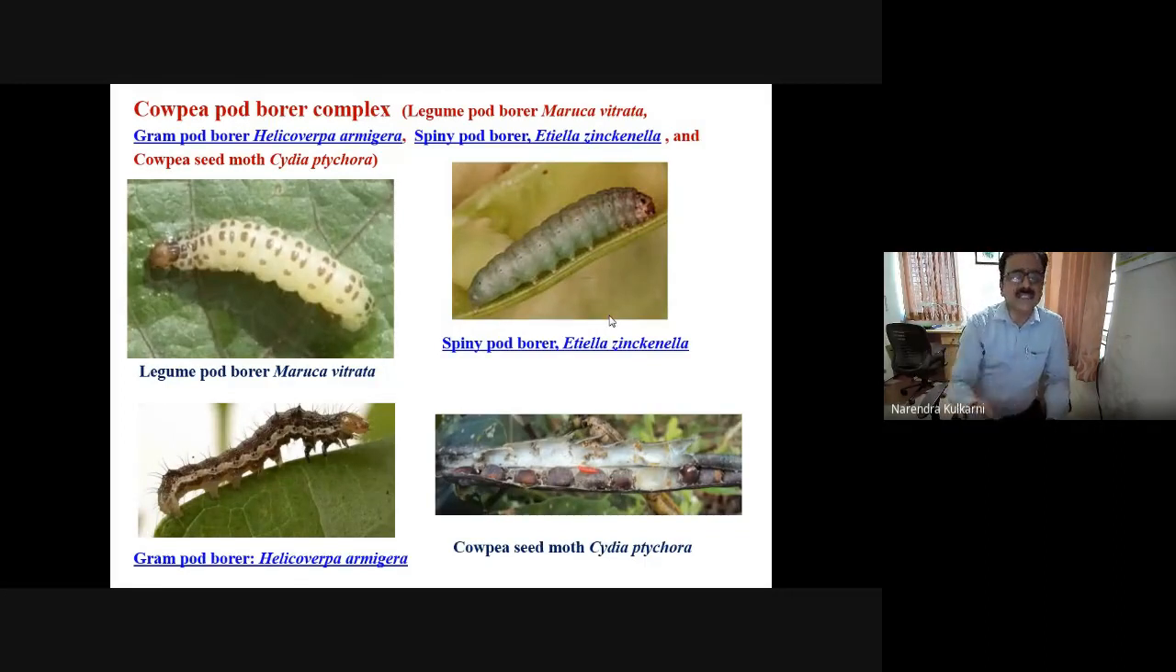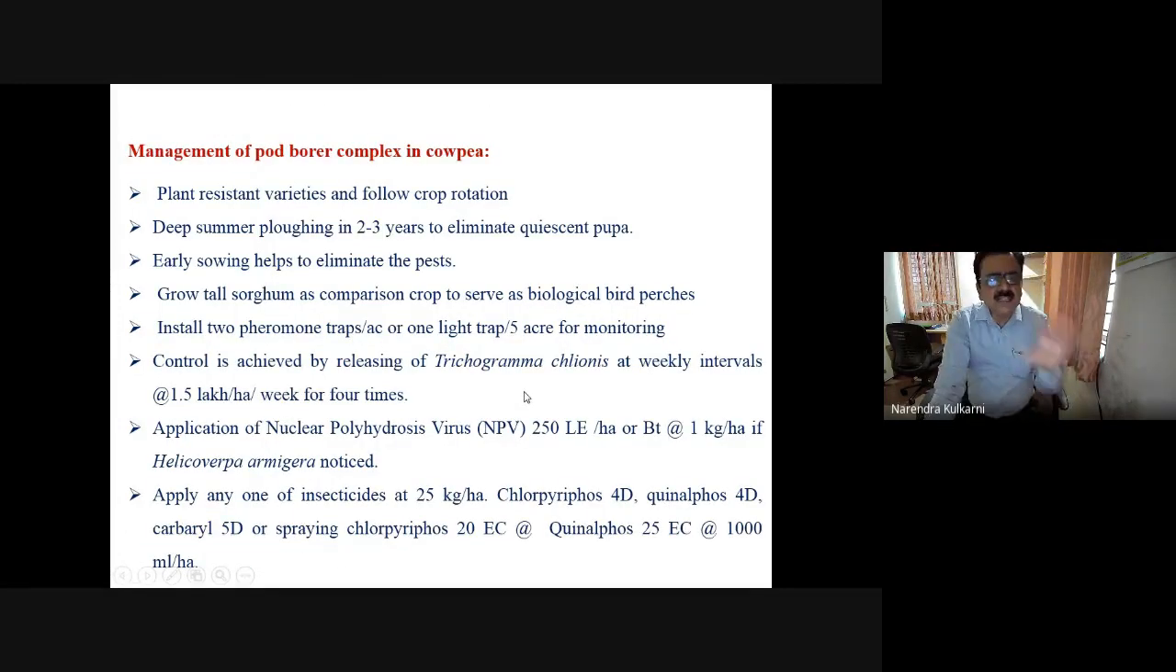In such cases, whenever we leave cowpea for pod maturity, these borers occur on the cowpea, whether it is the legume pod borer, the spiny pod borer, the gram pod borer, or the cowpea seed moth. So this is a complex. They have the ability to cause damage on cowpea seeds. Yes, the borer complex requires management if you are interested in collecting seeds also.